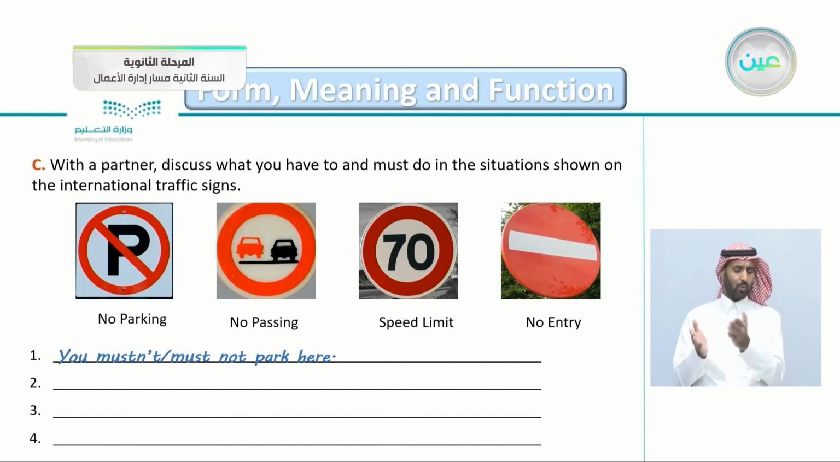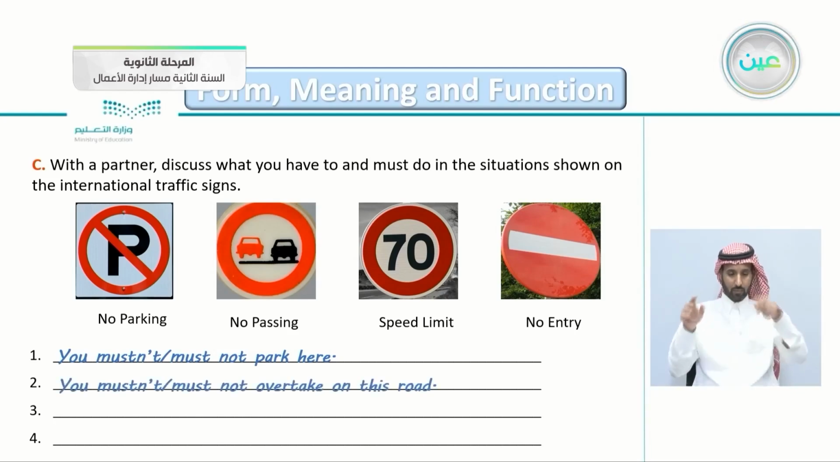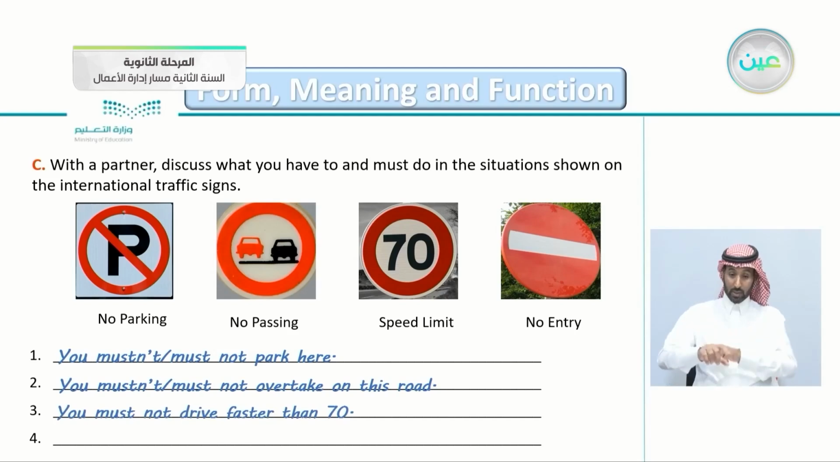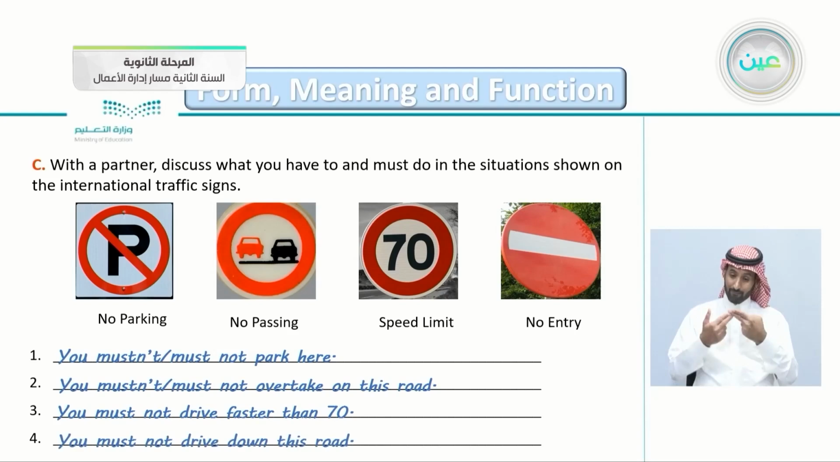What about number two with the no passing sign? Let's see the answers here together. You say you mustn't or must not overtake on this road. What about the speed limit sign? Yes, you can say you mustn't or must not drive faster than 70. And the last one, what can you say? Excellent. You mustn't or must not drive down this road. It's forbidden to enter, as it says here, no entry.